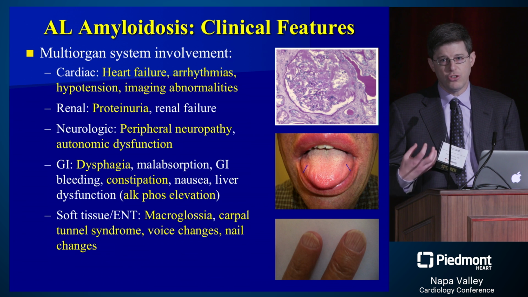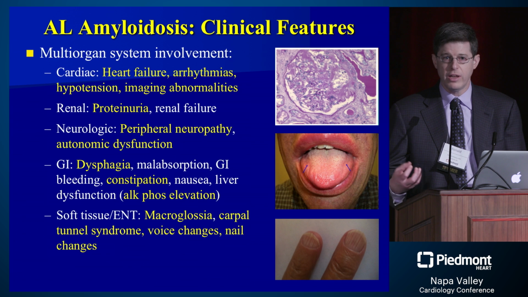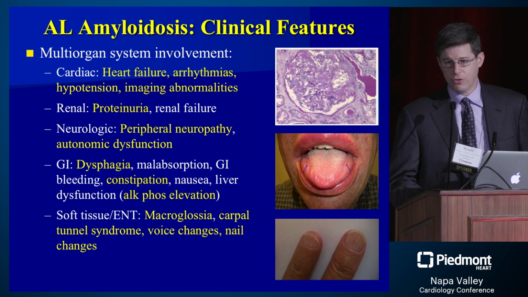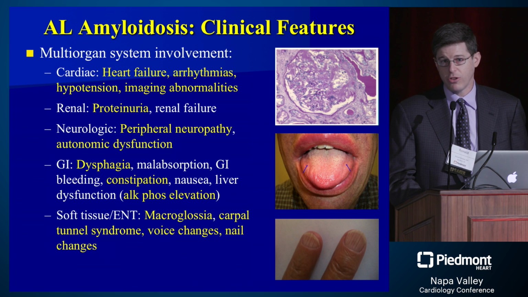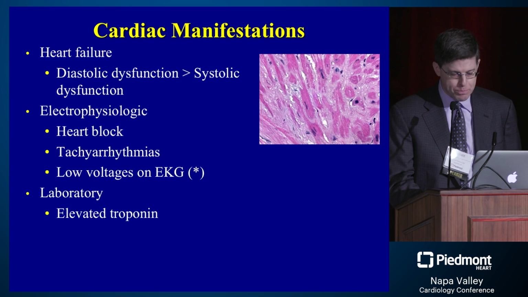So again, if you see a patient with rapidly progressive heart failure who, oh, by the way, just developed bilateral carpal tunnel syndrome, this is probably what they have, or a patient with new heart failure who has nephrotic range proteinuria that's otherwise unexplained. This is likely what they have.